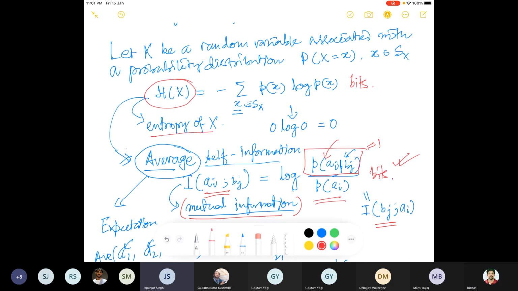Sir, my doubt was related to when we are defining entropy, we are taking the expected value or the weighted average of self-information, right? And so entropy is a kind of average information or maybe expected information from a random variable.